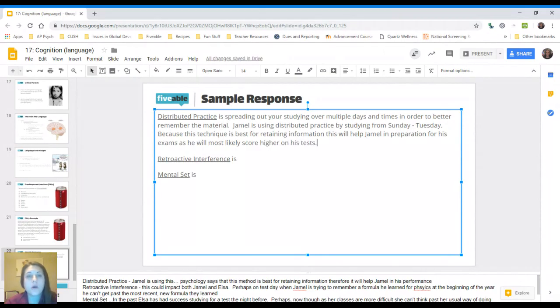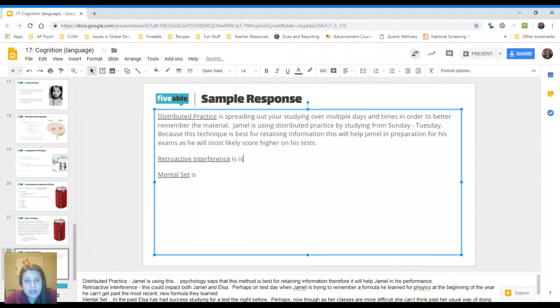So I'm talking about what the term is, how the term is used in this prompt, Jamal is using it, and then the fact that this will help Jamal in his studying to score higher on his tests. So I've done the define, the apply part to this. So then I move on to the next term. You can see I left a little bit of a space there. I've underlined the next term. Nothing fancy. I'm going to just jump right into the definition again here.